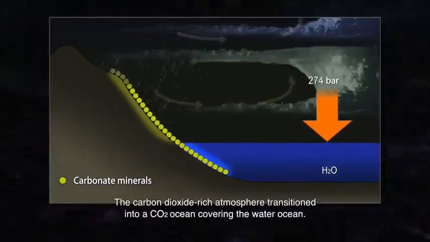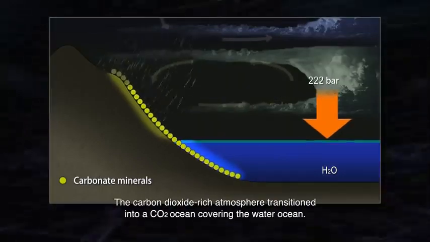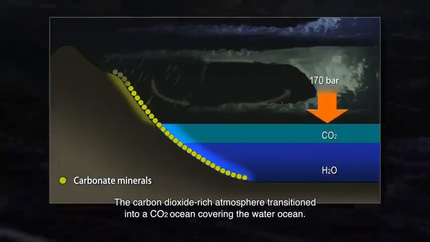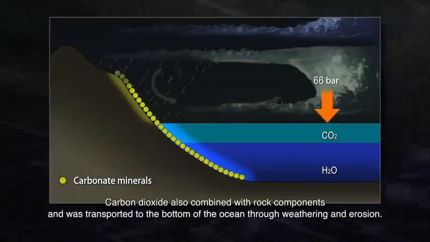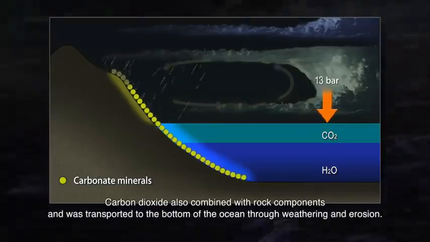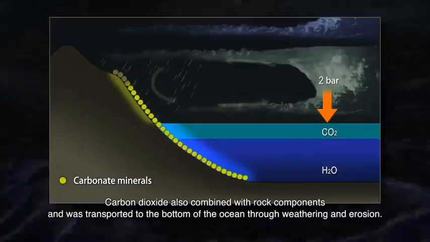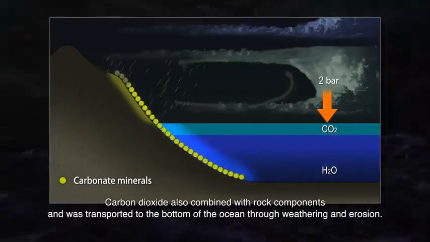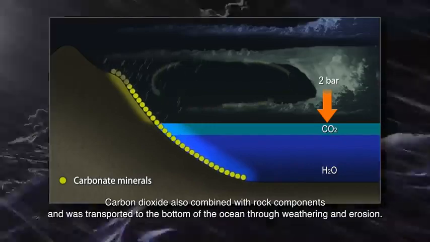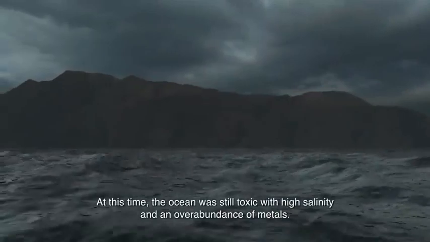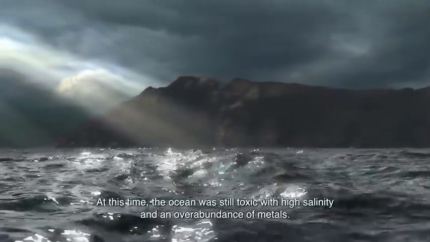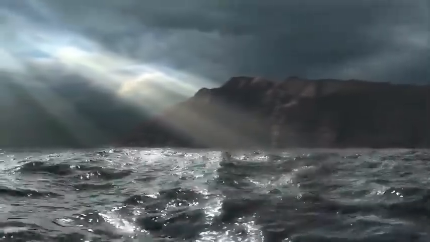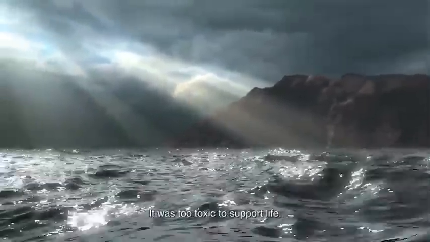The carbon dioxide-rich atmosphere transitioned into a CO2 ocean covering the water ocean. Carbon dioxide also combined with rock components and was transported to the bottom of the ocean through weathering and erosion. At this time, the ocean was still toxic with a high salinity and an overabundance of metals. It was too toxic to support life.